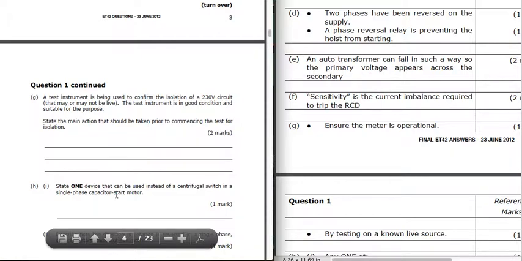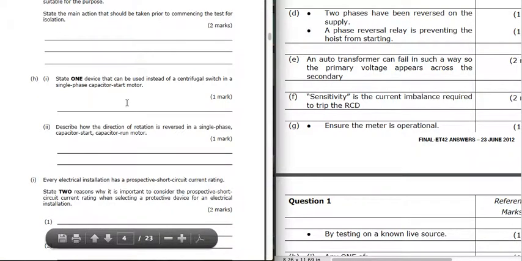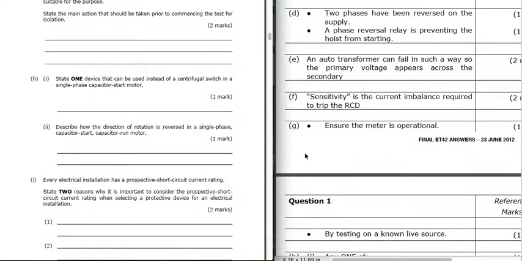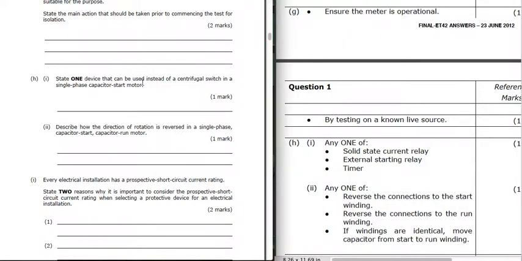State one device that can be used instead of a centrifugal switch in a single phase capacitor start. So when the single phase motor starts, we switch out the start winding using generally a centrifugal switch, at about 75% full speed, but we could use a current relay, a solid state current relay. We could use an external starting relay, or we could just use a timer. We could say we want 2 seconds of start and run, and then we want that start to disconnect.